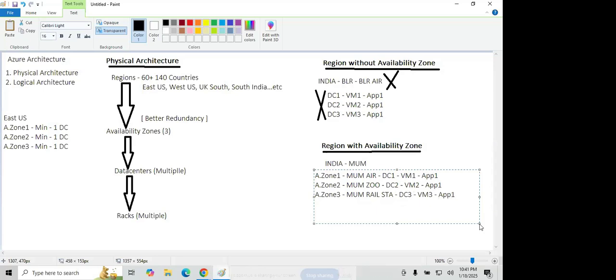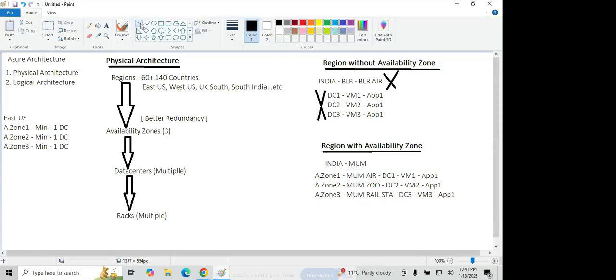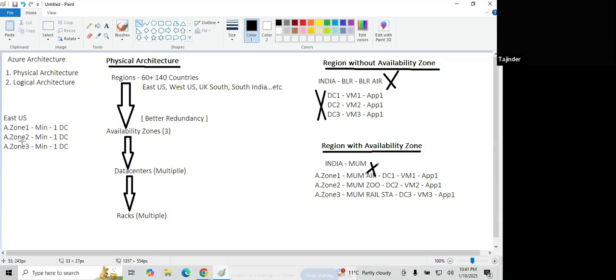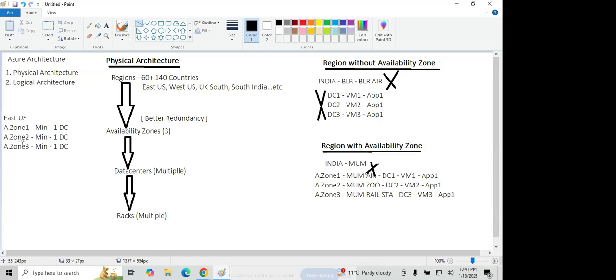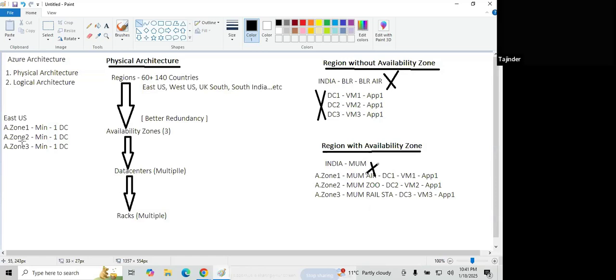Now let's say due to some reason, the Mumbai airport location goes down, due to some big power failure or natural disaster. Would we be able to access the application? Yes, we can access the application from there. So we are getting better redundancy. What if the application is using a database? The database will also be on the three locations, three zones.